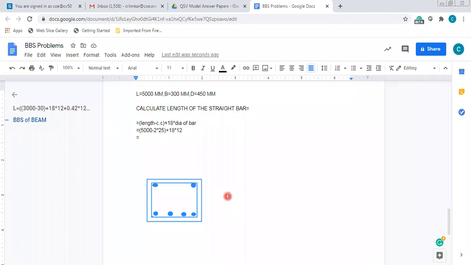I think that calculation comes as 5166 mm. You can cross check it afterwards. 5166 mm. Okay, so this is the first calculation, length of straight bar.